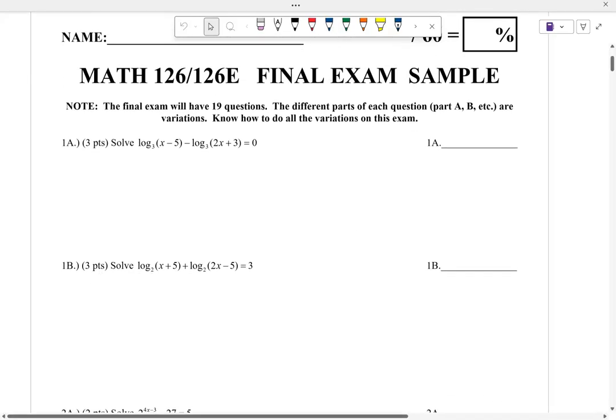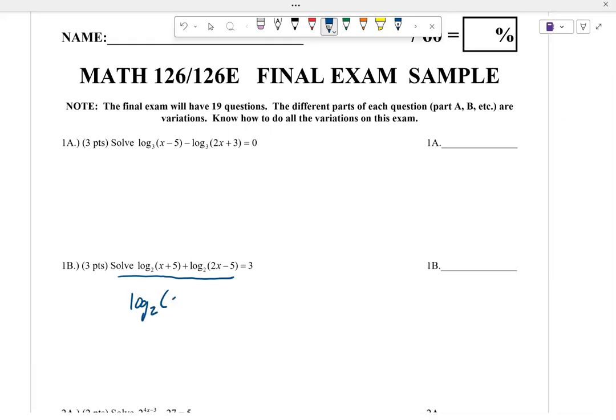If you want to follow along here, let's take a look at this first one. We've got log base 2 of x plus 5 plus log base 2 of 2x minus 5 equals 3. We're going to go ahead and condense these first using the product rule. So we've got log base 2 of (x plus 5) times (2x minus 5) equals 3. So we'll condense it into one logarithm. Then we're going to go ahead and undo it with its inverse.